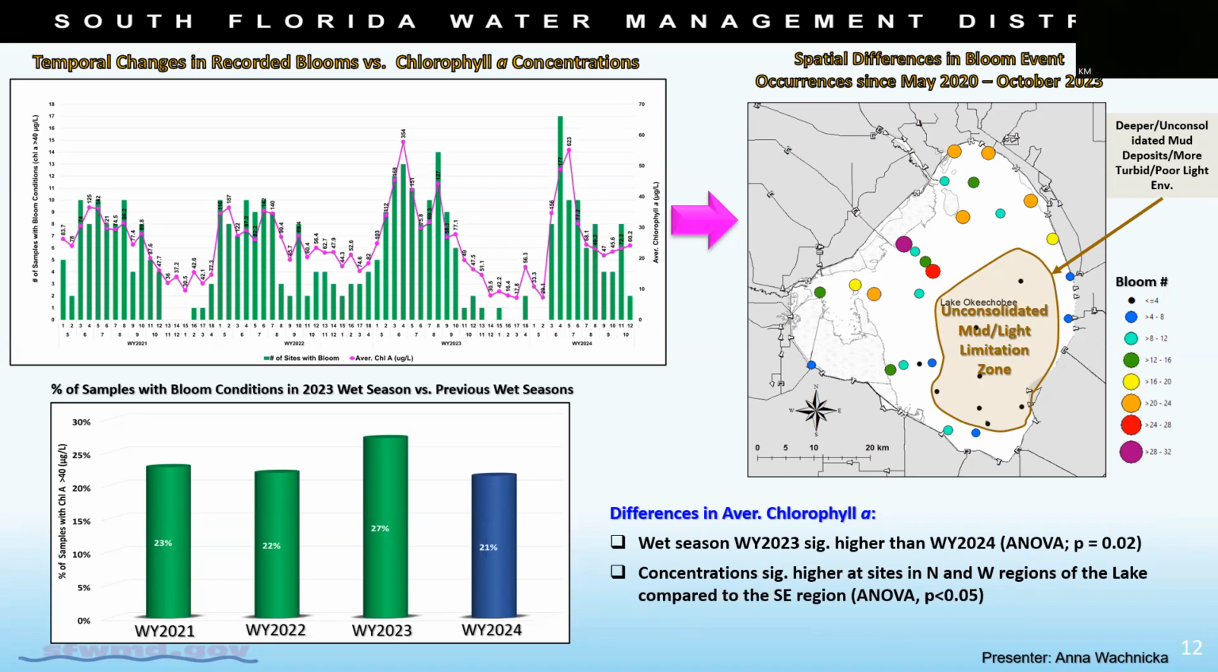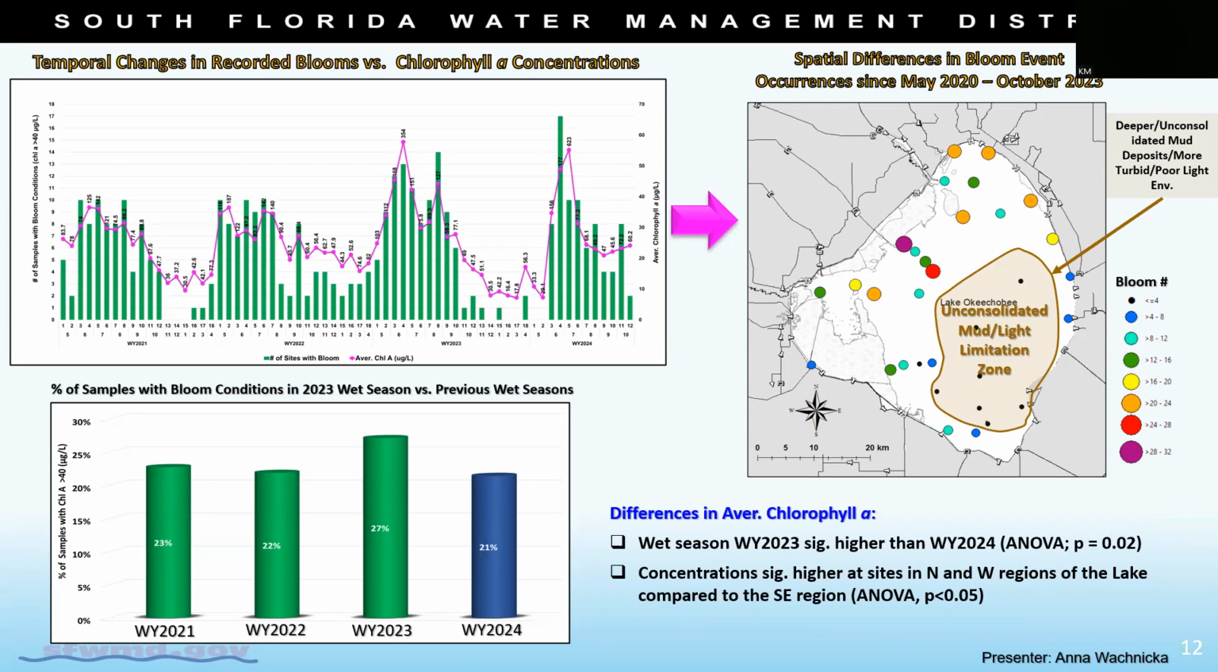You can see that the green bars on the graph indicate the number of sites per sampling event that had bloom conditions, okay? So you can see the proportion of how many sites out of the 32 that we sample had bloom conditions. The number of sites with bloom conditions varies by year, by season, and by site. So there are significant spatial and temporal differences in total phytoplankton biomass and community structure, which I will show you a little bit of in a second.